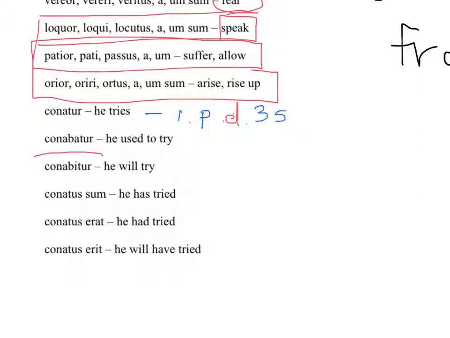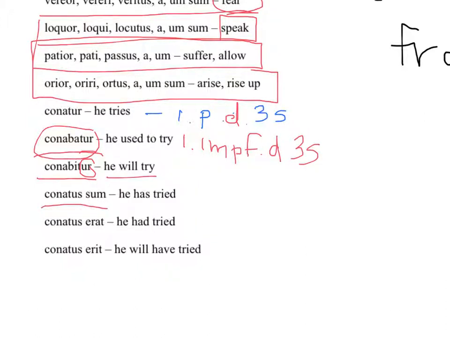Look at conabitur. This is the indicative imperfect deponent. Third singular. It looks as if it were a passive verb because it has the tur ending, and yet it's translated actively. He used to try. Same thing with conabitur. Has a passive ending, and yet it's translated actively. He will try. Conatus sum looks like the forms you learned in the first part of this lesson. In that case, it should be translated as he has been tried, but instead it says he has tried. Active translation.